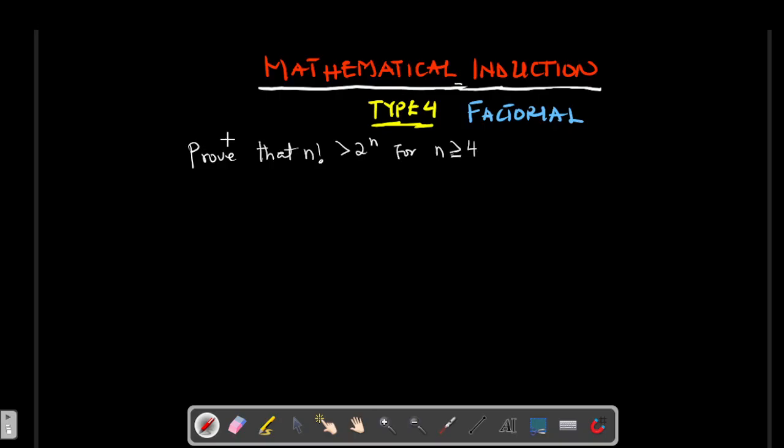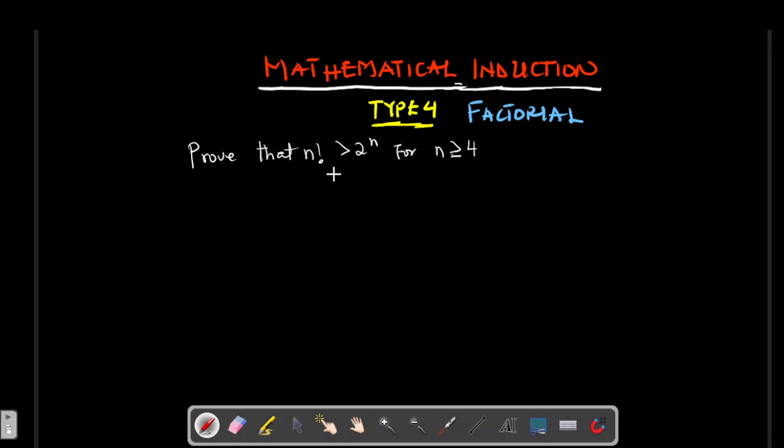In this lesson, I'll be taking you through type 4, which is the factorial problems of mathematical induction. The problem here says: prove that n factorial is greater than 2 to the power n for n greater than or equal to 4. In our previous lessons, we've done different problems, type 1 to type 3, so we're looking at type 4 in this video. Stay glued to your seats and watch this video to the end.